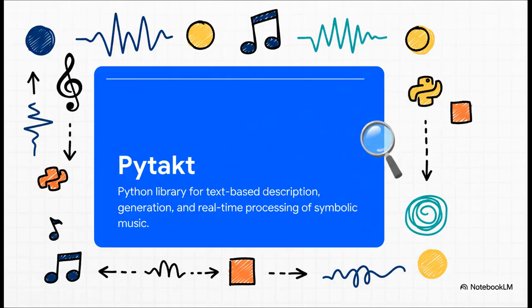So, what is it exactly? The official definition is a Python library for the text-based description, algorithmic generation, and real-time processing of symbolic music. Whoa, okay, that's a mouthful. But the key words you want to grab onto are description, generation, and real-time. Pytakt rolls all of that functionality into one single cohesive toolkit.